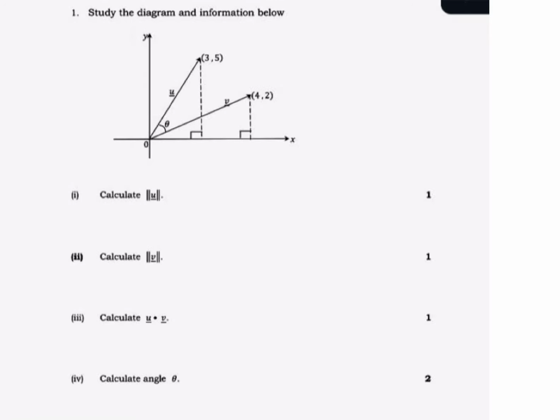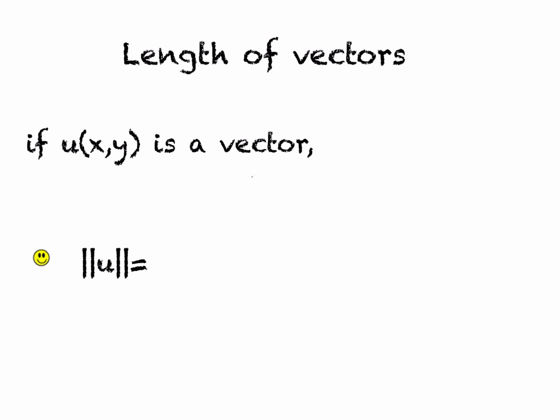Hi, I will show you how to solve the vector question from the diagram. There are two vectors, as you see. The components of one vector are 3 and 5, and the other vector's components are 4 and 2. Right now, what is the question? Find the length of the vector. So, how to find the length of the vector?